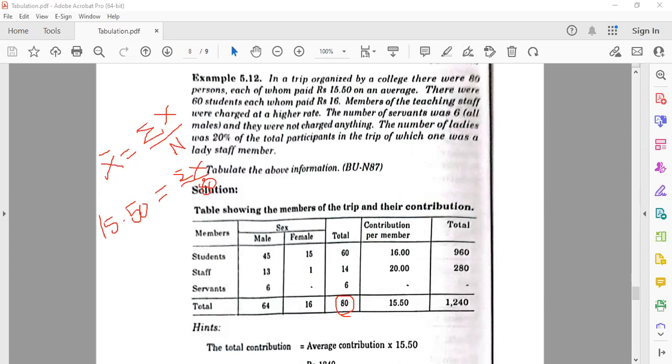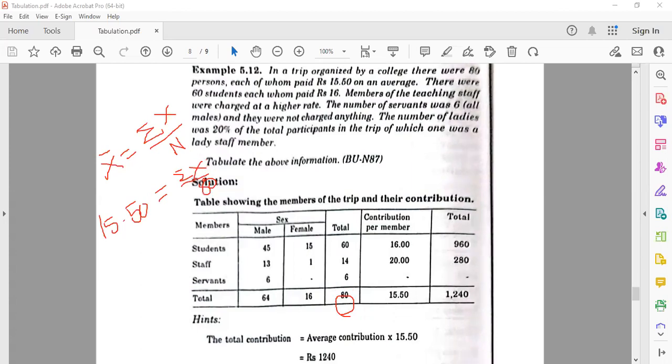So total contribution is equal to average contribution, 15.50, into 80. So that comes to 12 point, I'm sorry, 1240 rupees. This is the total contribution. Now, based on this information given here, we have to calculate the other things. So what are the other things given here?